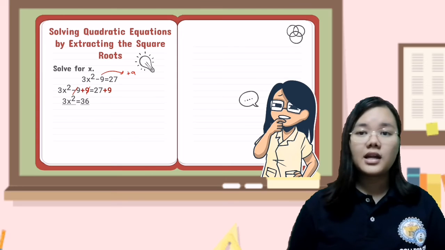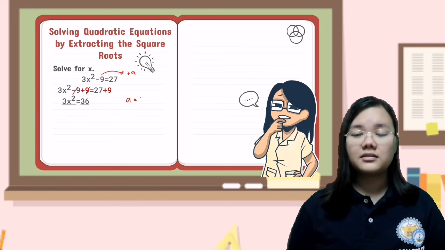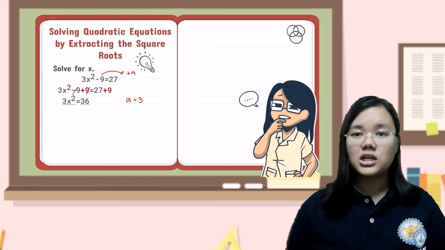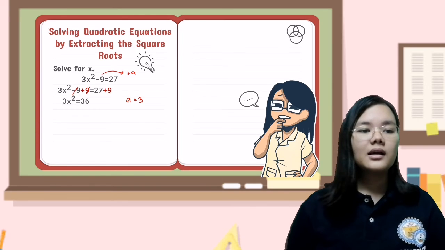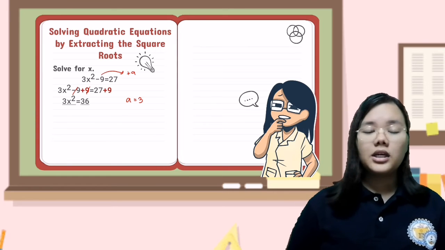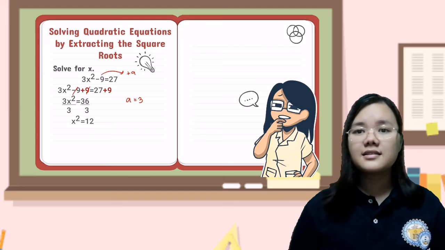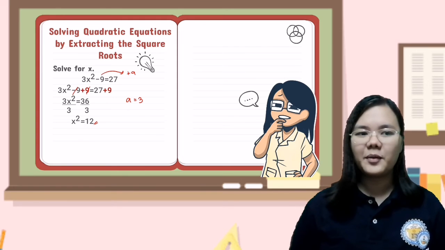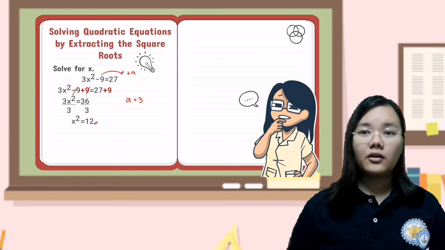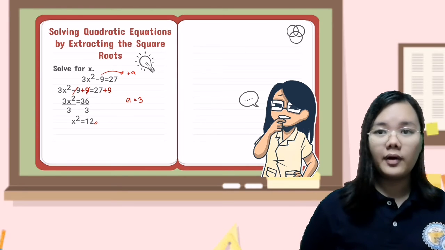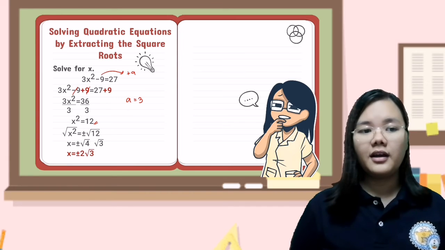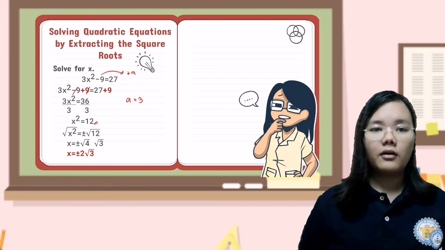And since a is not equal to 1, we must divide both sides by a, which is 3. Our answer will be x squared equals 12. And since 12 is not a perfect square, you can only simplify it. Our final answer will be x equals positive and negative 2 square root of 3.